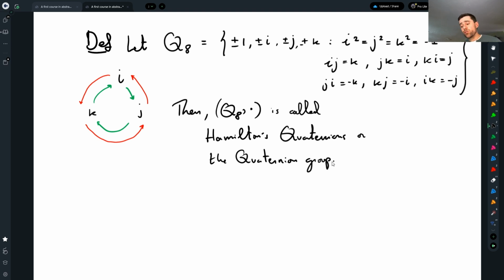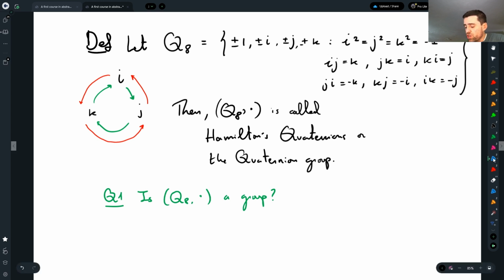And let's do some group theory with this example in mind and just review everything we have seen so far. For example, the very first question is: is Q8 under this multiplication a group? So we have to show the axioms. The very first thing to check, which I've sometimes called the zeroth axiom, is that Q8 under this multiplication is closed.